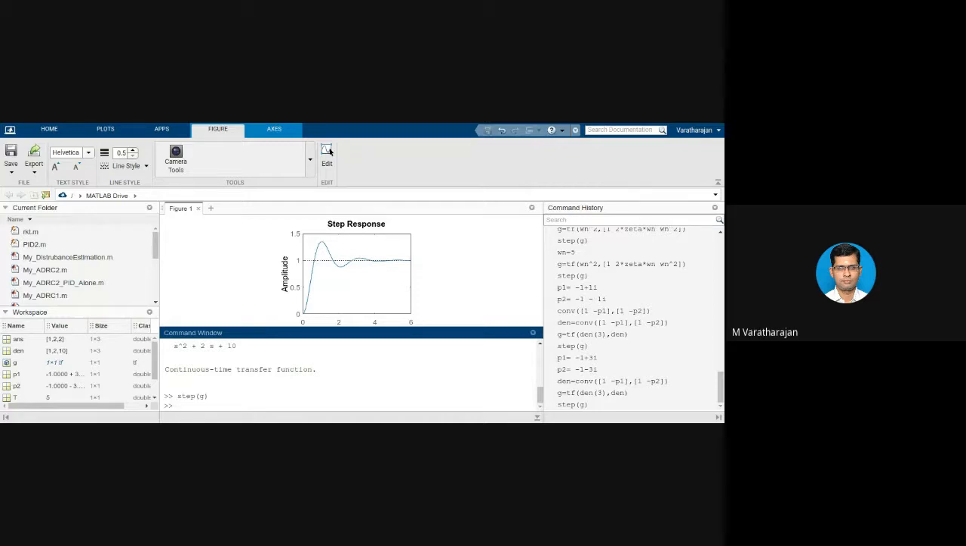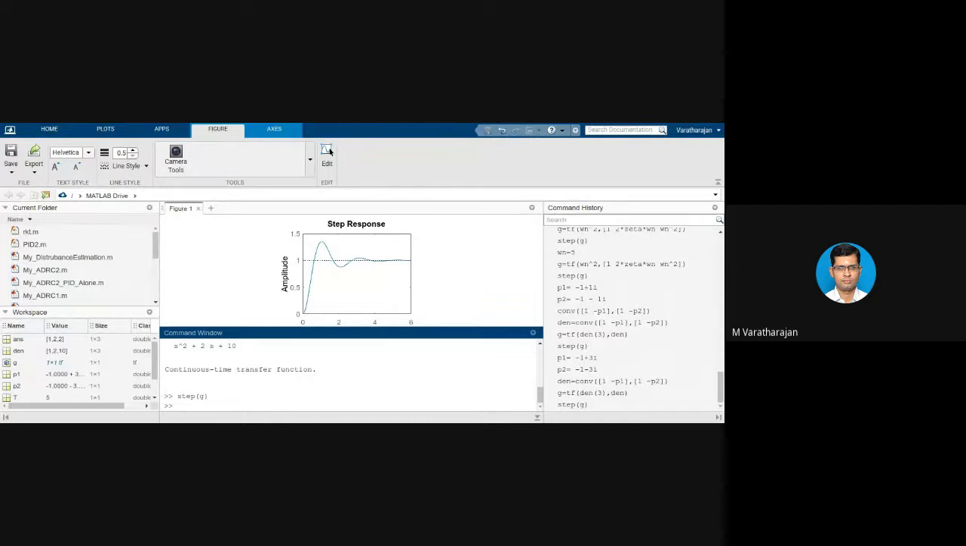For third order systems, and even for higher order systems, the textbook doesn't do much analysis. Why? Because in general, they introduce a concept called dominant pole approximation. What it does is, if you have more than two poles, and a few poles are very slow and other poles are very fast in the dynamics, you can leave those poles and reduce the order of the system to either second order or first order. This idea is called dominant pole approximation.